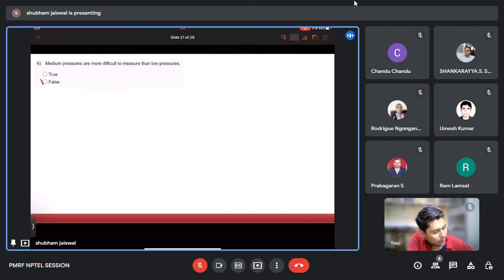The correct answer is false, because low pressure is very difficult to measure as compared to gauge pressure and medium pressure. So high vacuum will be there, and we need an instrument that can measure the vacuum, or the low pressures, more accurately. Not much deflection will be caused in the low pressures if we use the deflection type of instrument.